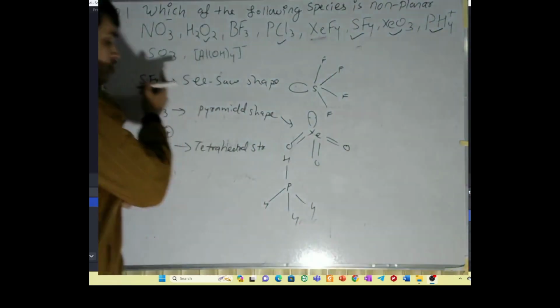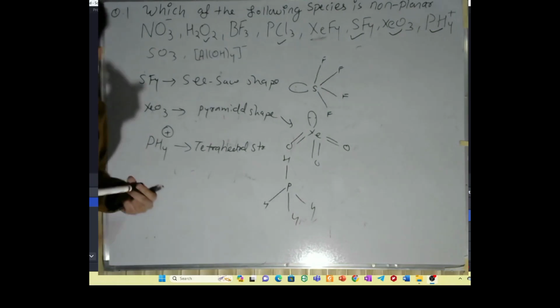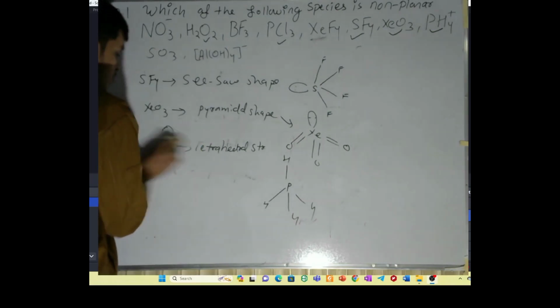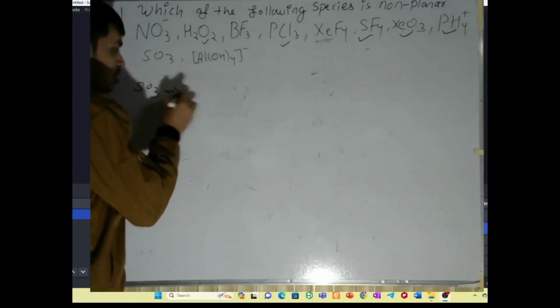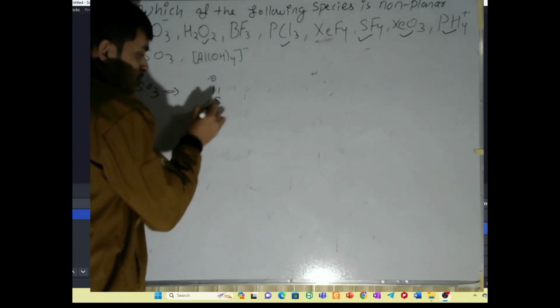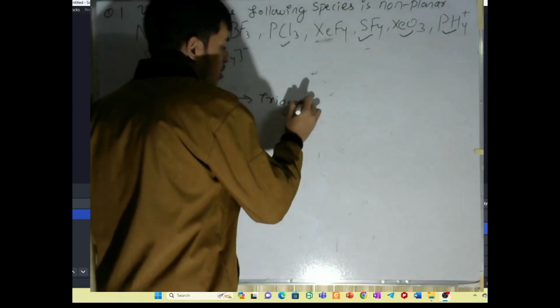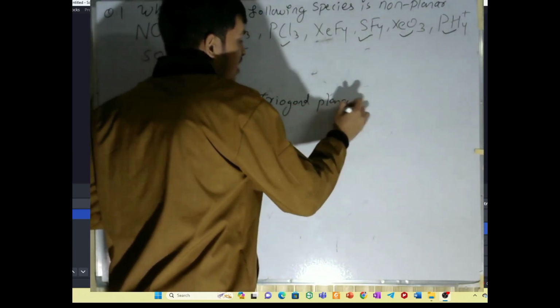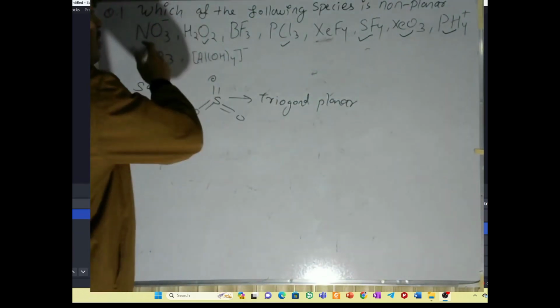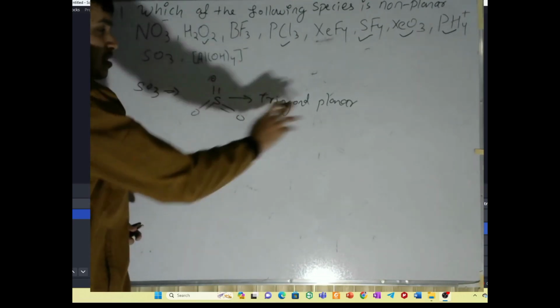Okay, so let's move to the next molecule, that is SO3. Okay, so this is the structure of SO3. You can see this is again a trigonal planar structure. Okay, so it is the same as NO3 minus and BF3. So this is simply a planar structure.